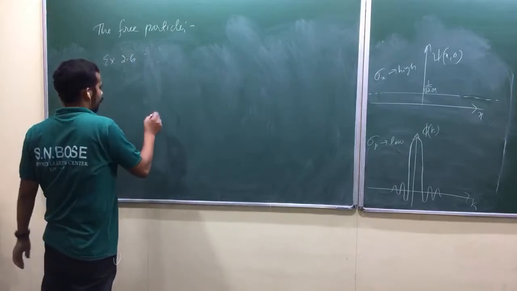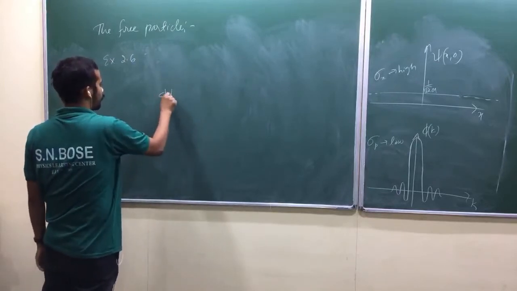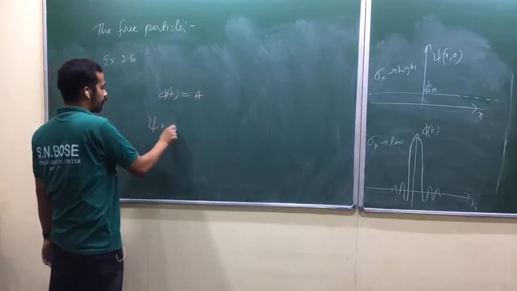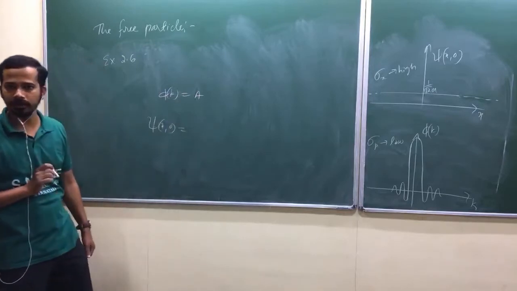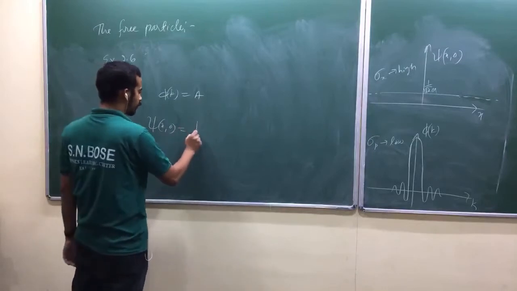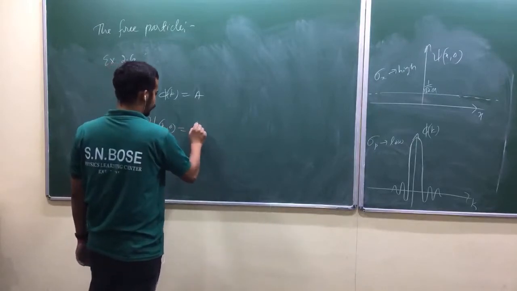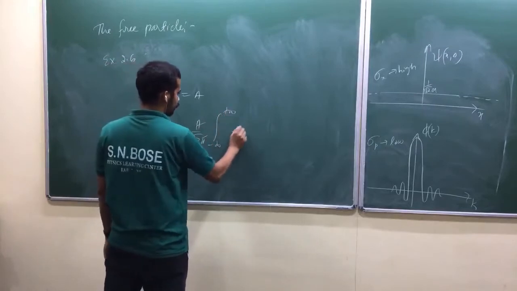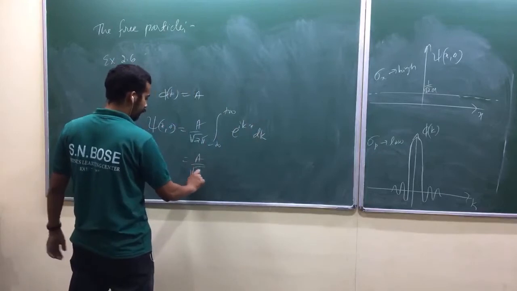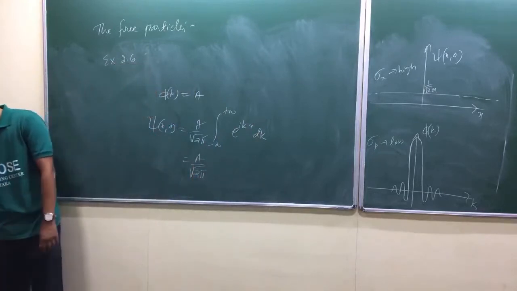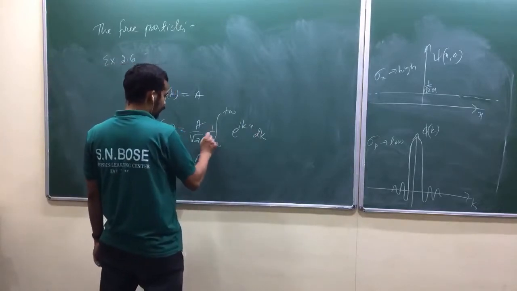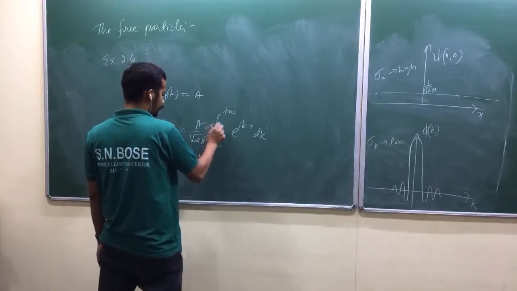I'll take a constant, okay? Phi of k is equal to constant. And psi of x comma 0 is a Fourier transform of this one. That's what you know, isn't it? So Fourier transform of a constant is Dirac delta. Look at here. Just check it out in that problem number 2.28. Here you need 1 by 2 pi into 2 pi.